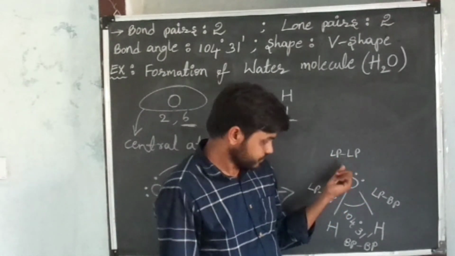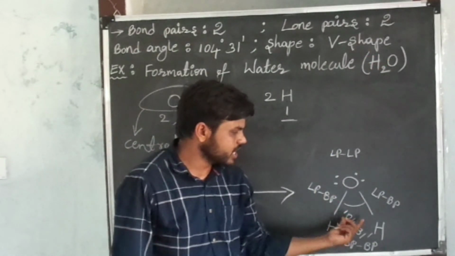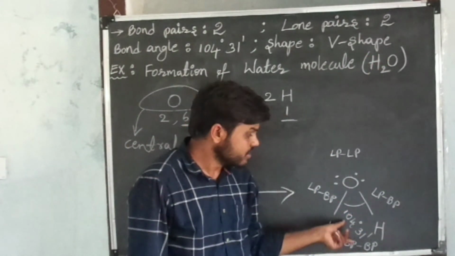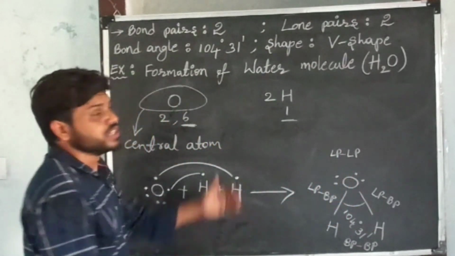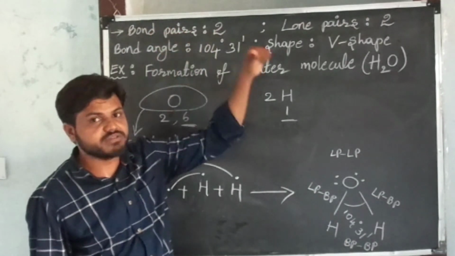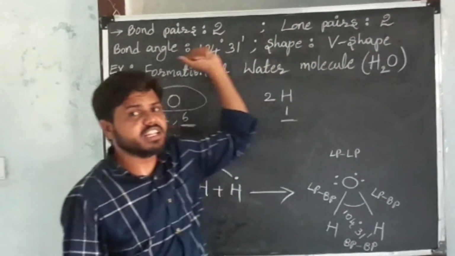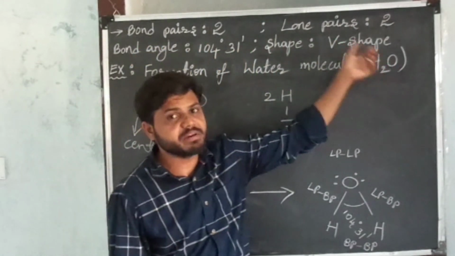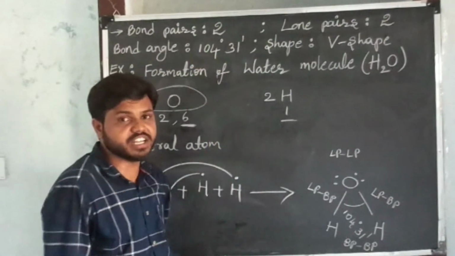That's why we get water molecule in V shape, and the bond angle between bond pair electrons is 104 degrees 31 minutes. From this we can say, if any molecule has 2 bond pairs around the nucleus of the central atom with 2 lone pairs in the valence shell, then the shape of the molecule is V shape, and the bond angle between bond pair electrons is 104 degrees 31 minutes.